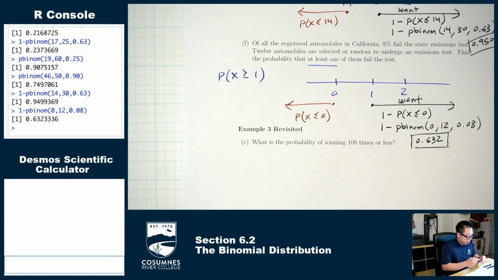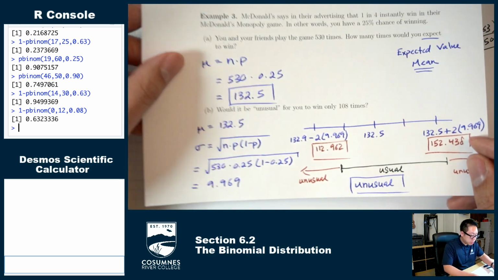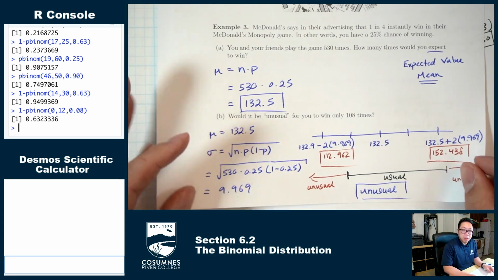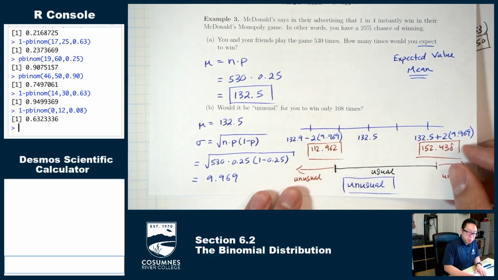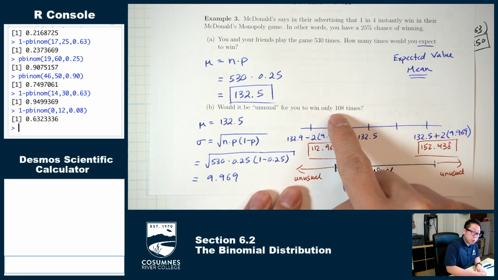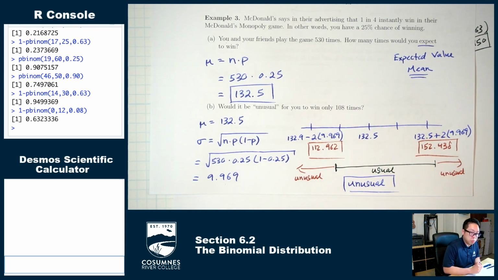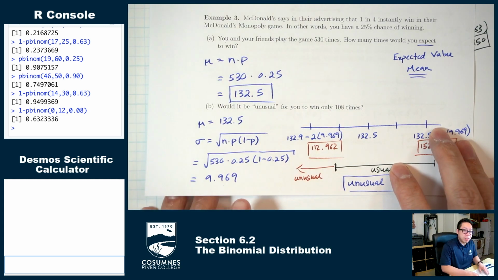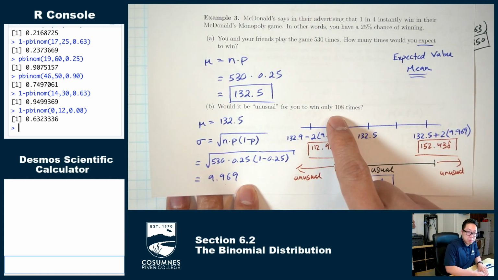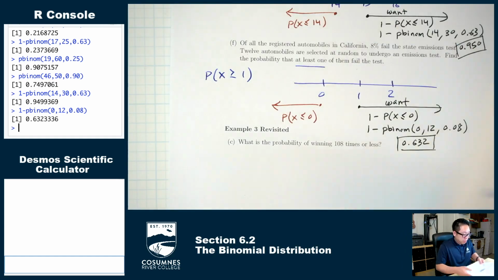Okay, and then finally, let's go back to example 3. So this is the McDonald's acting shady one. Okay, and let's actually calculate. So we already said that we think winning only 108 times is unusual, so that something strange is happening here. But let's actually calculate what's the probability of winning 108 or less. Okay, what's the probability of winning 108 times or less?